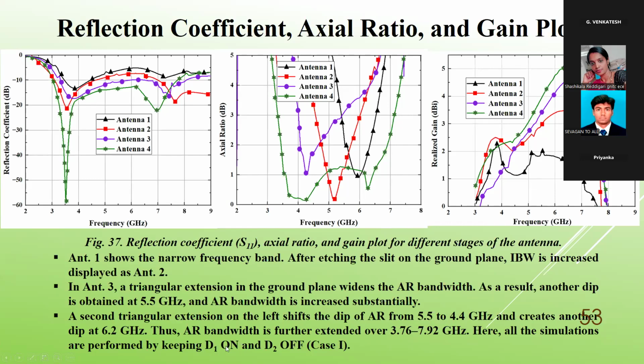For D1 on and D2 off, case 1, all these values for antenna 1, 2, 3, reflection coefficient, axial ratio, and realized gain we have obtained. For different reasons, why she took all these extensions, all those things, it is mentioned over here.